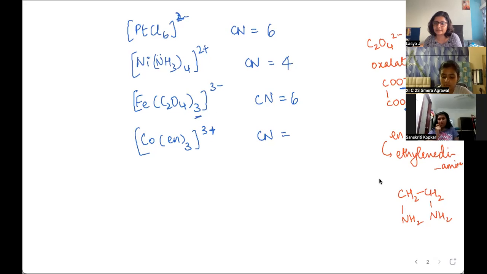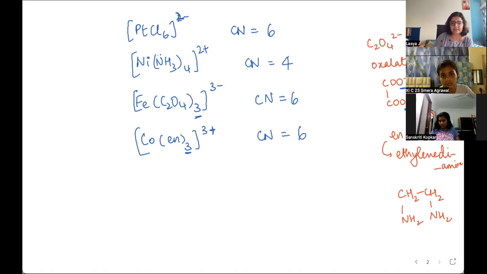Ma'am, 2 donor atoms are there. Yes, so 2 are there. That way, there are 3 En in this. So total coordination number, how much would it be? Okay, so it will be 6, right? 6, yes. Similar to oxalate, just that it's a different compound.